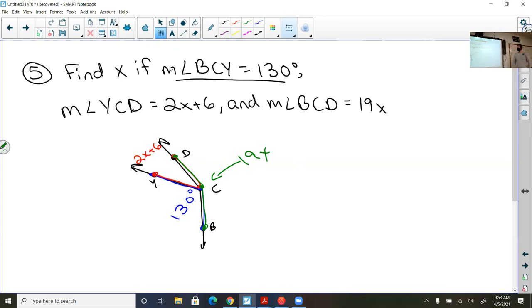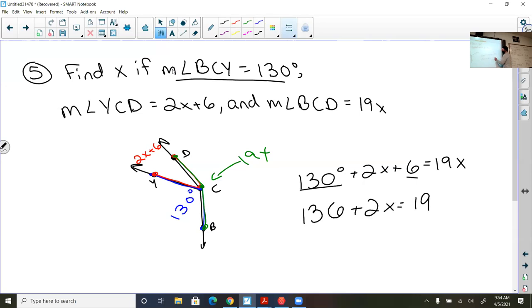So I'm going to add the blue and the red together and have it equal the green. So 130 degrees plus 2x plus 6 is equal to 19x. Now, just like the previous problems, I can either combine like terms first into 136, or you can subtract them individually. Now, what I'm noticing is I don't have any other constants. So I'm just going to combine them into 136 degrees because it doesn't really make sense to move them to the other side because there's nothing there waiting for it in the world of constants. So I'm going to say 136 plus 2x is equal to 19x.